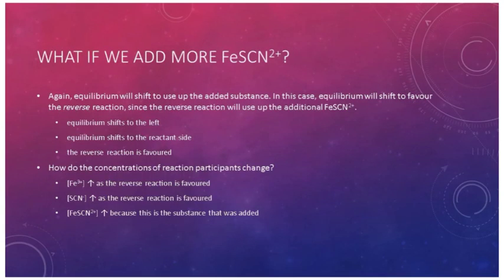So what if we added more of the FeSCN2+? Again, the equilibrium will shift to use up the added substance. In this case, equilibrium will shift to favor the reverse reaction, since the reverse reaction will use up the additional FeSCN2+. So we could say that in 3 different ways: equilibrium shifts to the left, equilibrium shifts to the reactants, or the reverse reaction is favored.